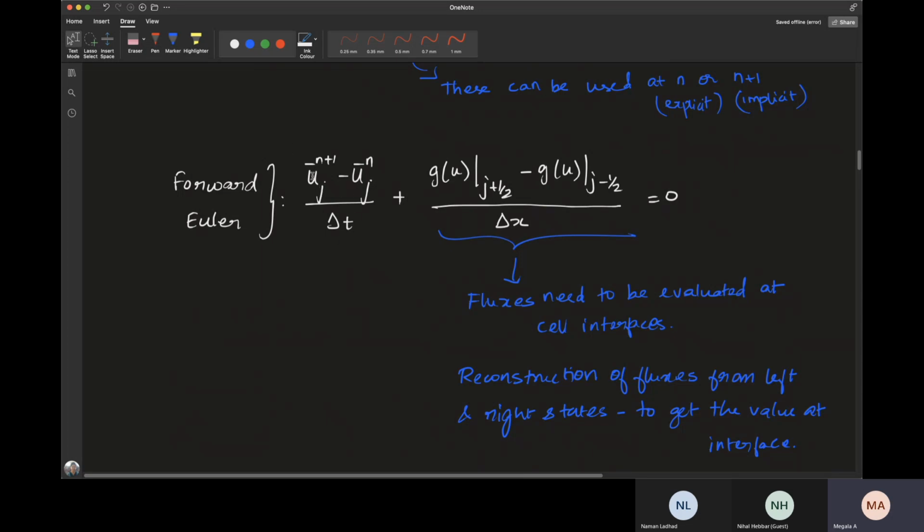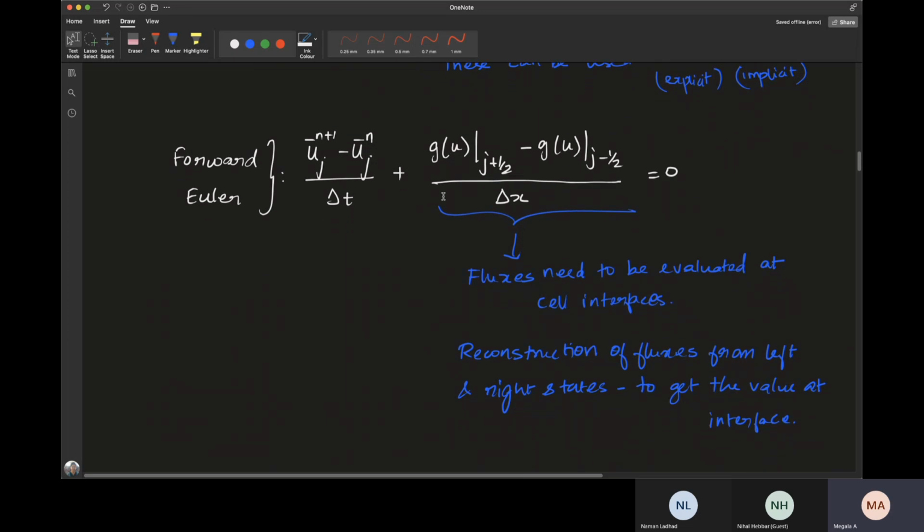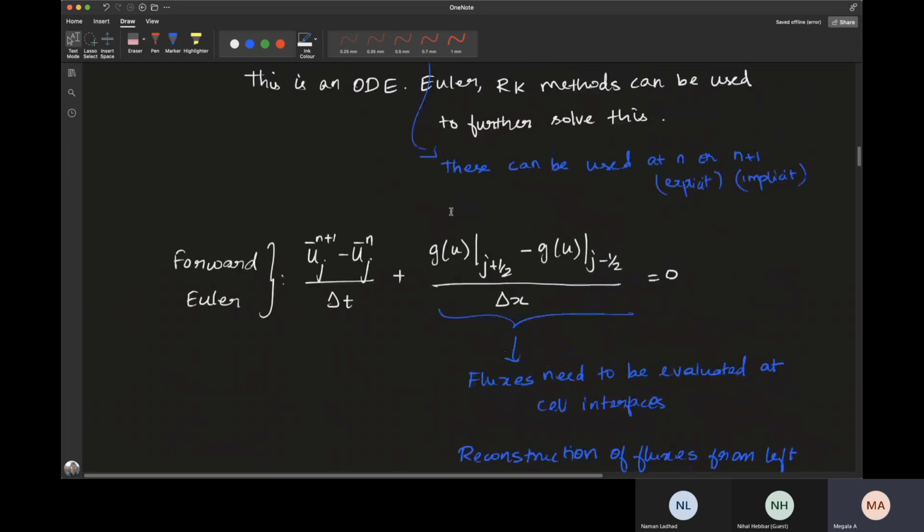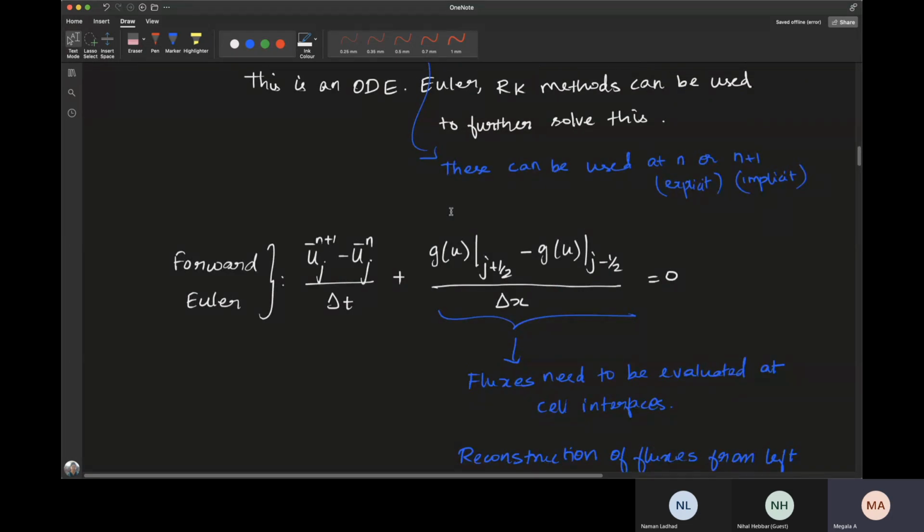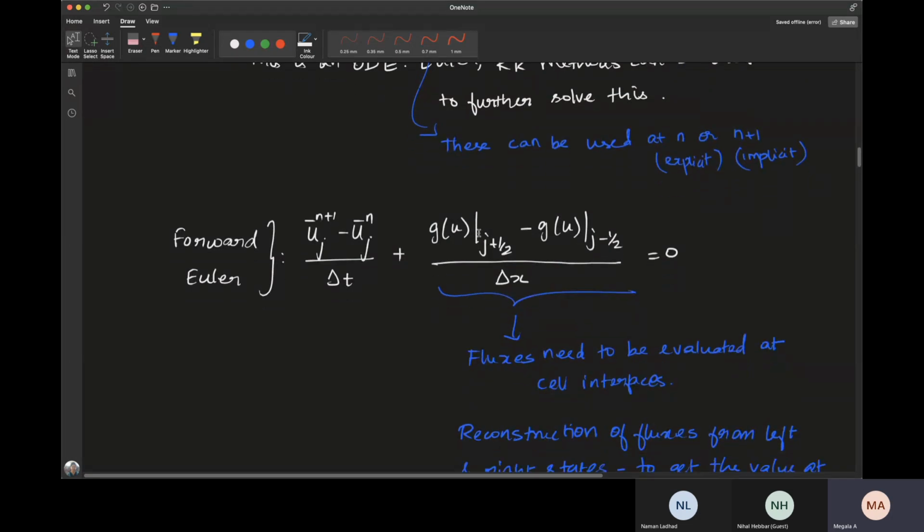So now in this expression, these quantities are cell integral averages. You have uj bars, whereas on the other side you have your fluxes evaluated at the cell interfaces, and these are g of u's. These are not g of u bars. These are actually g of u's evaluated at interfaces. So now we were told that we only store the value of u bar at the cell center and not at the interface. So we do not know what these values are going to be at the interface.